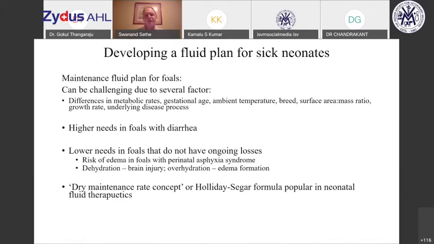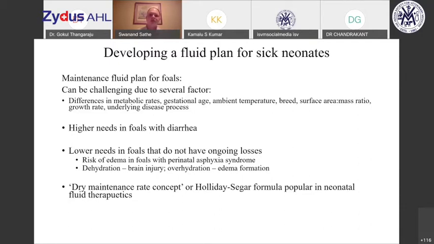Ambient temperatures, if it's too cold or too hot, lead to more insensible losses in foals, and hence these foals might need more fluid. Breed or surface area to mass ratio, growth rate, or underlying disease processes, all of these factors will provide a big challenge to maintenance fluid plans. There is no single correct maintenance fluid plan. There's no one formula that fits all, right?